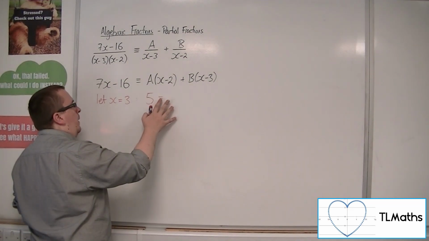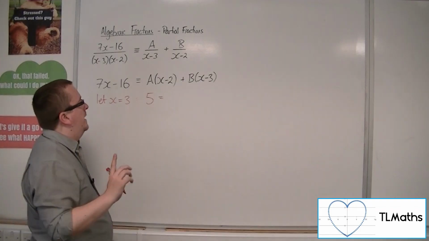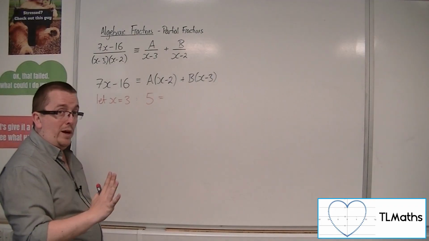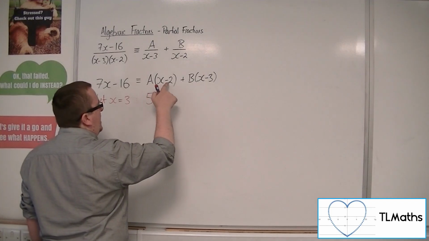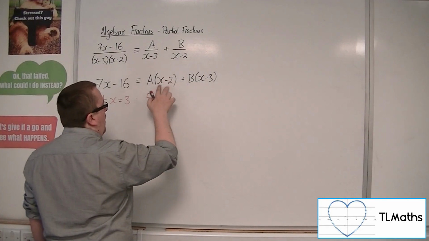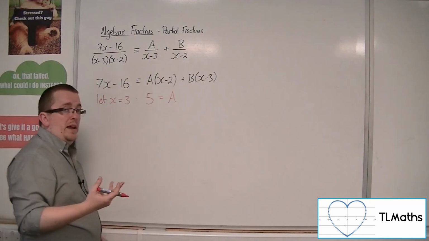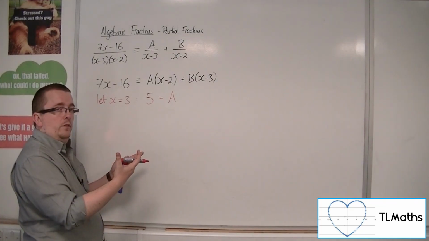And now I've put an equal sign here rather than an equivalency symbol, because now this is reducing it to an equation. x equals 3 goes into this, and I have 3 take away 2, which is 1. So I have 1 lot of a. And the b has disappeared because it's been multiplied by 0. And so I found that a is 5.